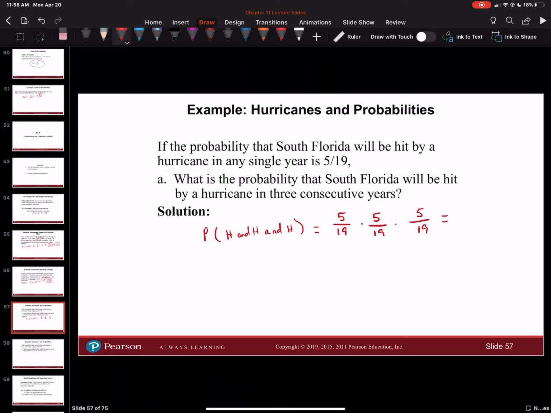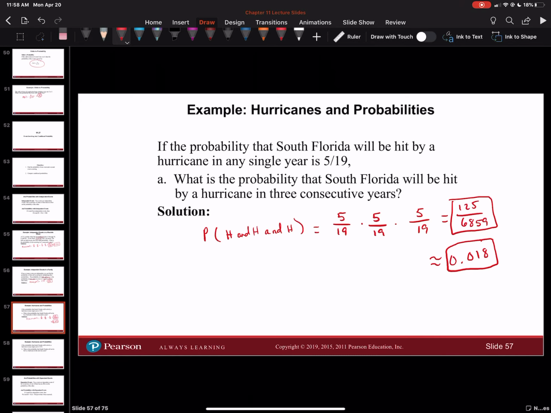That equals 125 over 6,859. If we put that in decimal form, that's roughly 0.018. That's your fraction, and that's your decimal. Only put it in decimal form when it asks you to. It's going to tell you to round to the nearest whatever. So keep that in mind.